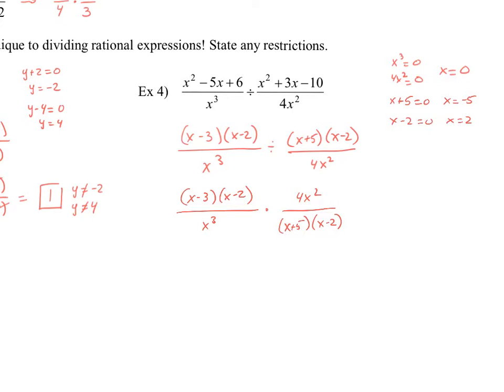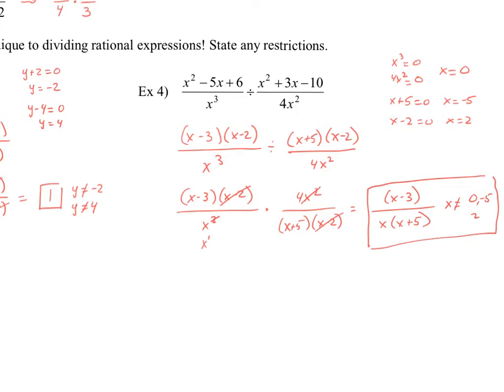All right, let's go ahead and cancel. So the x minus 2's can go. I've got an x squared in the right-hand numerator and an x to the third in the left-hand denominator, so I can cancel out the 2 x's here with 2 of the x's there, and so I'm just left with x to the first in the denominator. If I put this all together, x minus 3 over x times x plus 5, with the restrictions that x cannot take on a value of 0, negative 5, or 2.